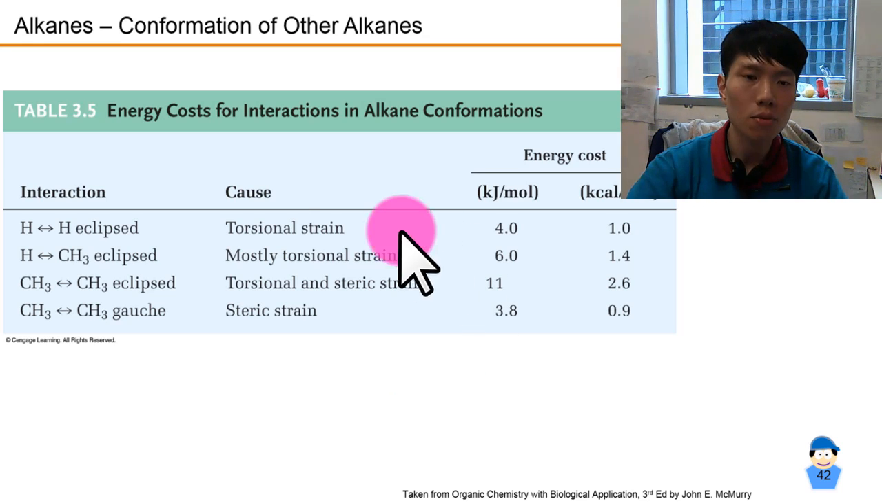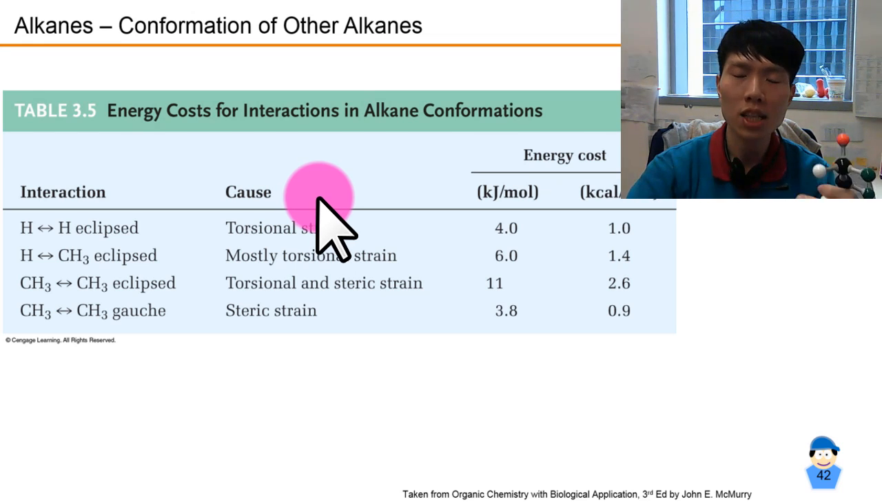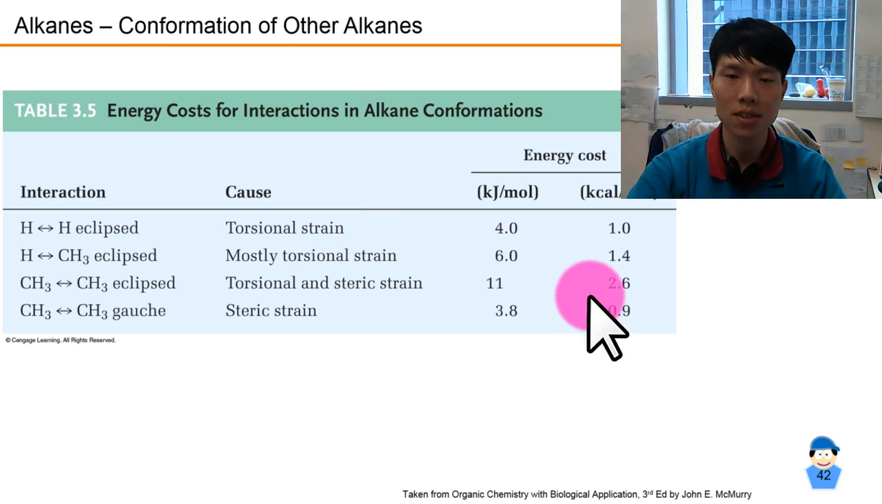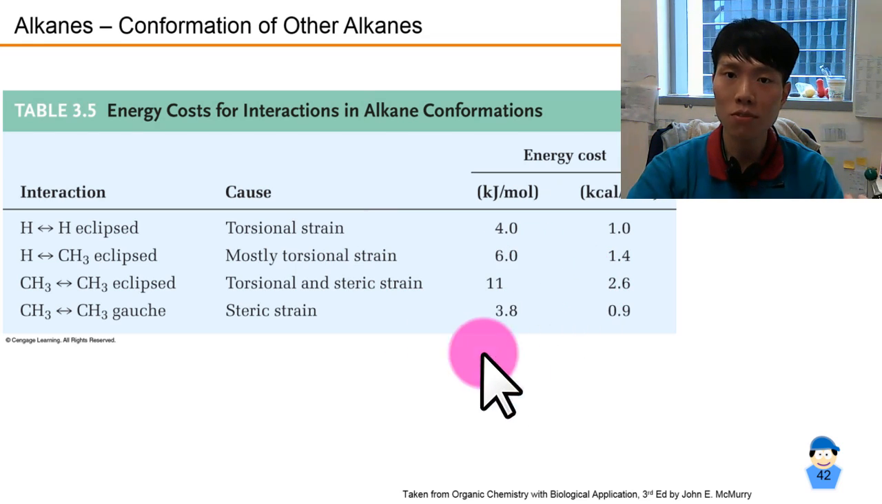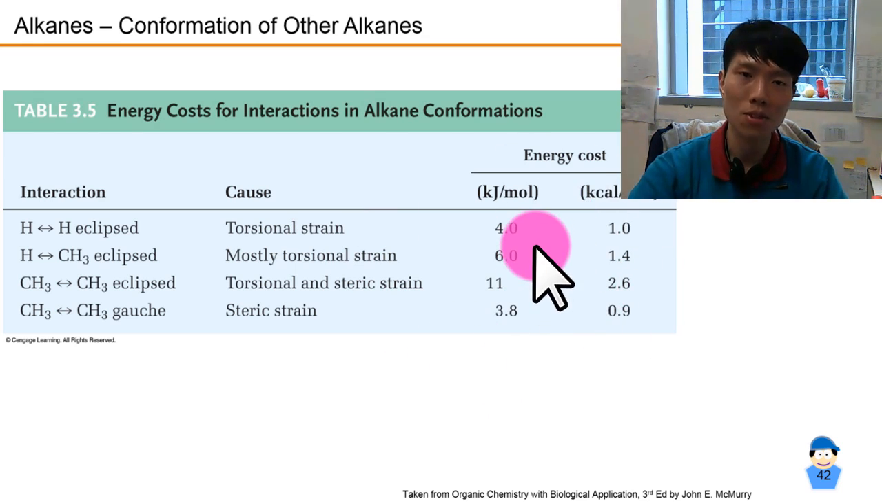So this table here will give you a summary of the energy cost when you have different kinds of interaction in the conformer, and what the causes are: torsional strain, steric strain, etc. Again, you do not have to memorize these numbers here, because they are stated primarily as a reference for you to understand the logic behind.